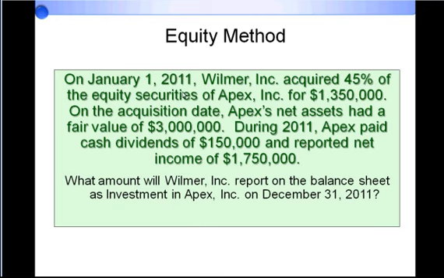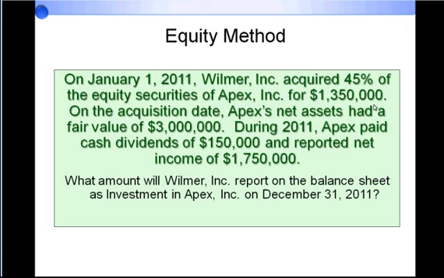So here we have an example. On January 1st, 2011, Wilmer acquired 45% of the equity securities of Apex for $1,350,000. On that date, Apex's net assets had a fair value of $3 million. During 2011, Apex paid cash dividends of $150,000, and they reported net income of $1,750,000. What amount will Wilmer Incorporated report on the balance sheet as their investment in Apex on December 31st, 2011?